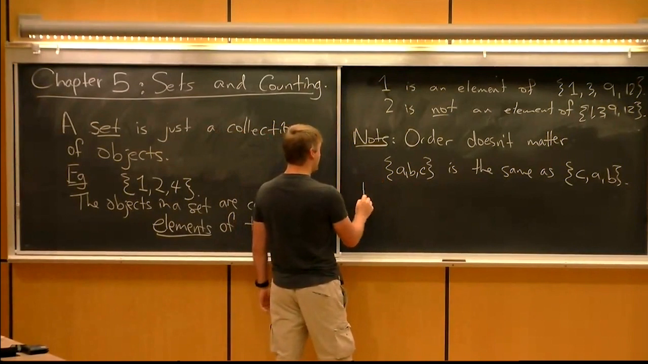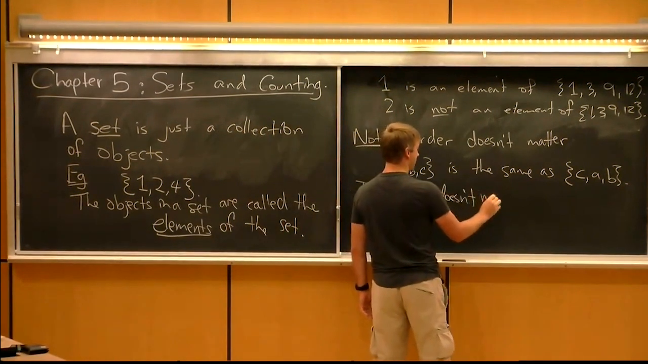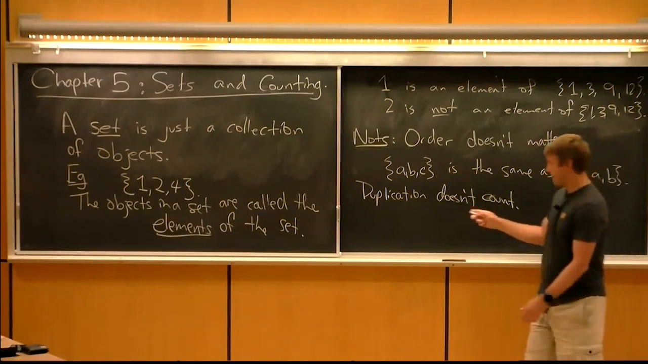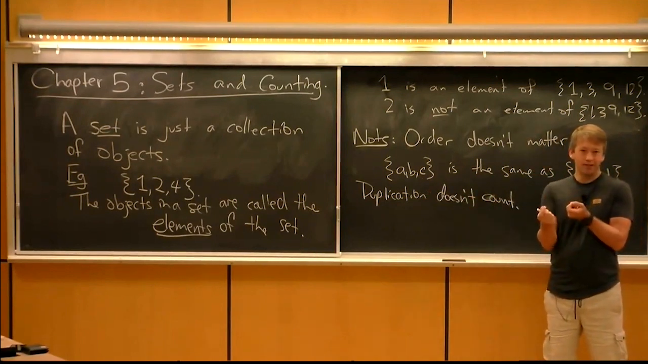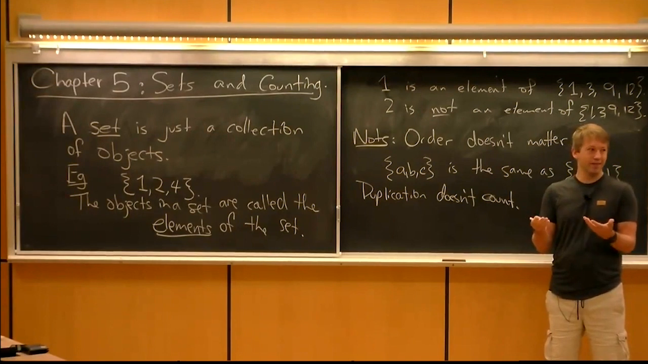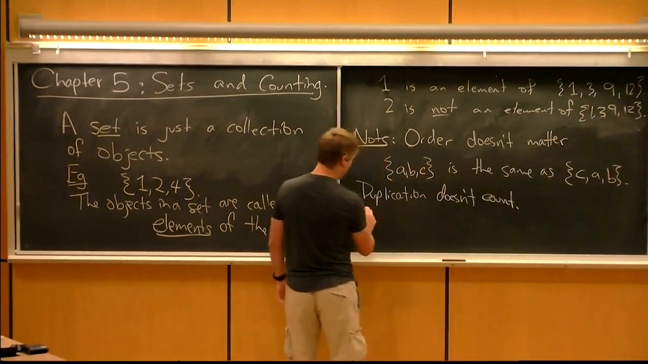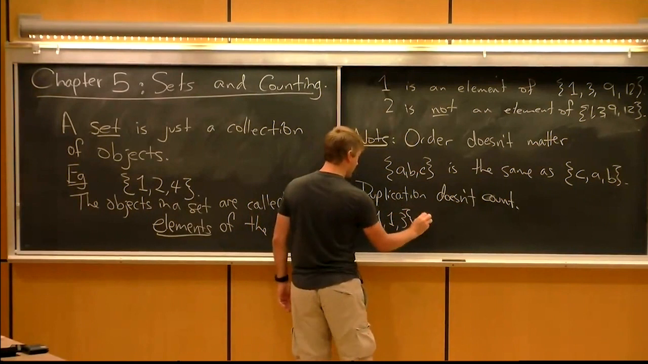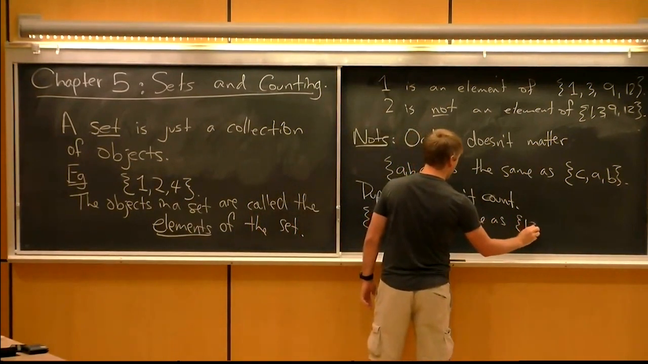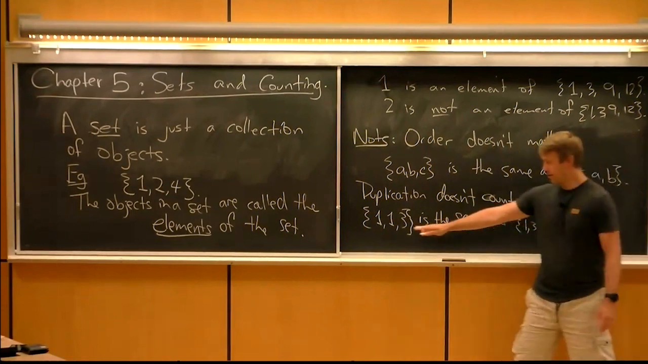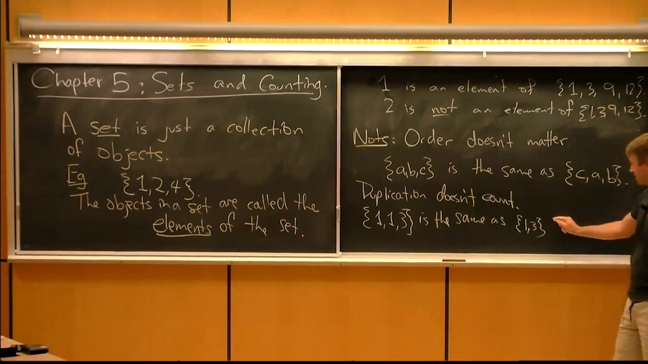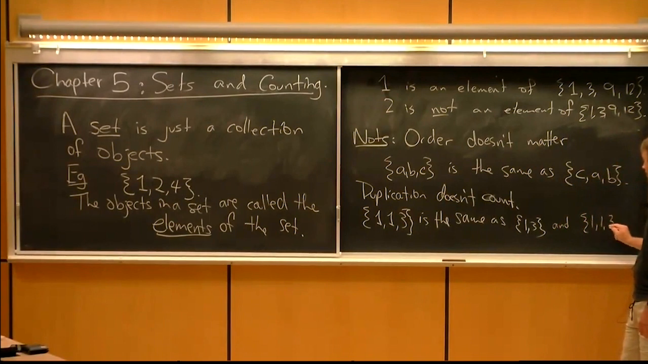Another thing to note is that duplication doesn't count. What I mean by that is that if you have a set which contains an element twice, you don't count it twice. It just counts once. So if I take {1, 1, 3}, it is the same as just {1, 3}, because if you list something twice, it only really counts once. So it's also the same as {1, 1, 3, 1, 3, 1}. These are all the same.